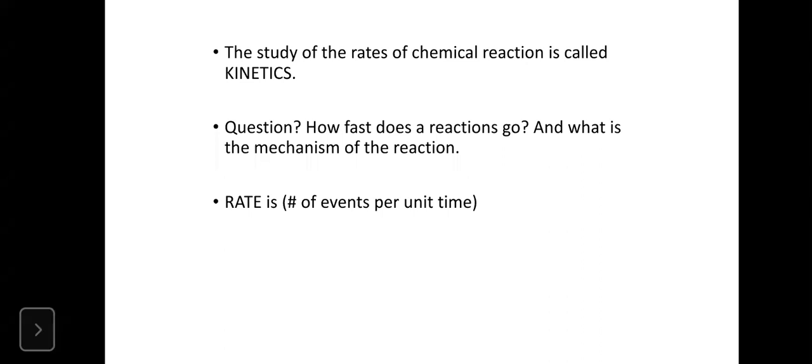So essentially what we are studying, which we are going to find out later, is this: when you're doing a reaction, ask yourself a question. How fast does the reaction go? When you want to answer that question, you are looking at the speed or the velocity or the rate. And how does it occur? When you're looking at that, you're looking at the mechanism of the reaction.